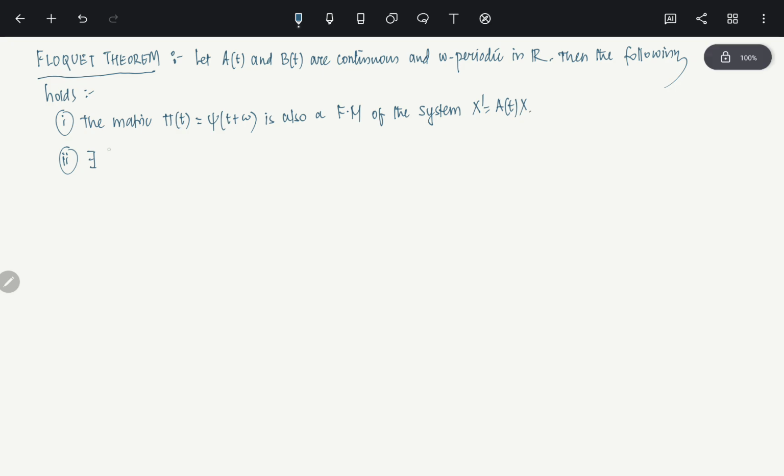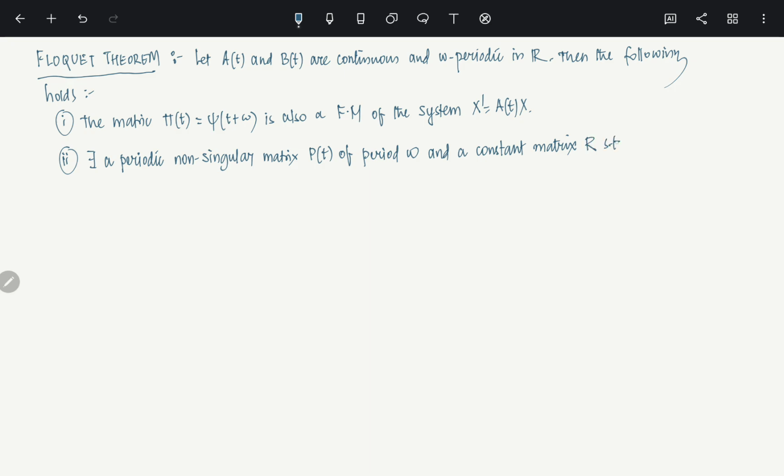Also, you will have a periodic non-singular matrix P of t, of period w, and a constant matrix R, such that this fundamental matrix phi of t can be written as P of t times e power Rt.